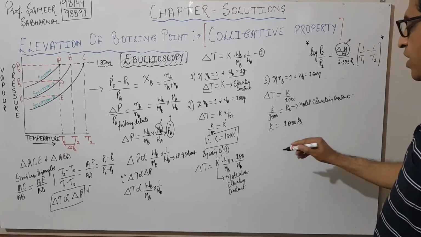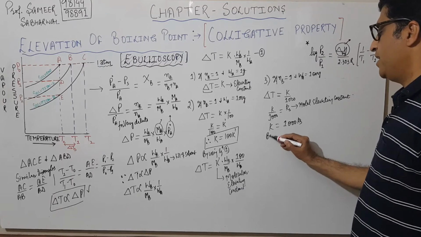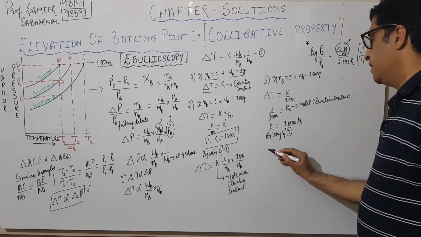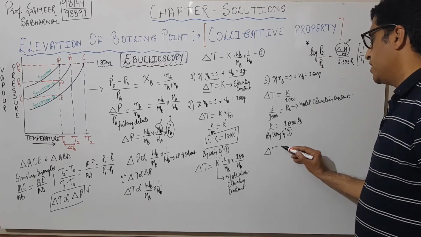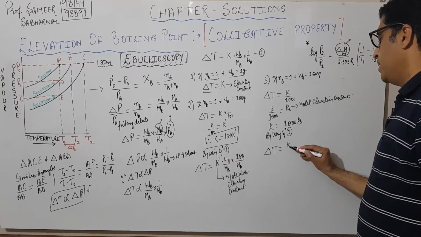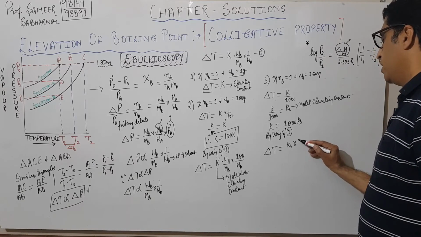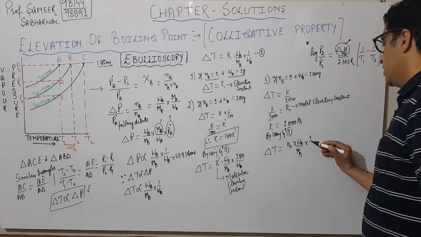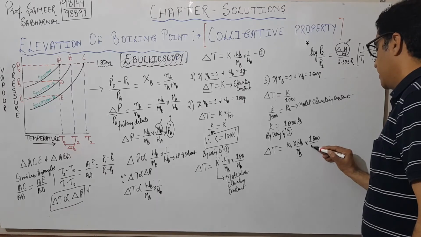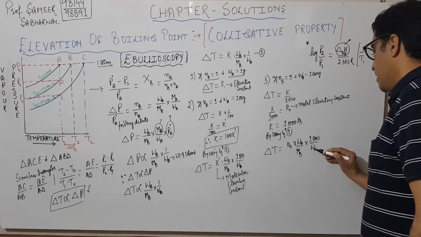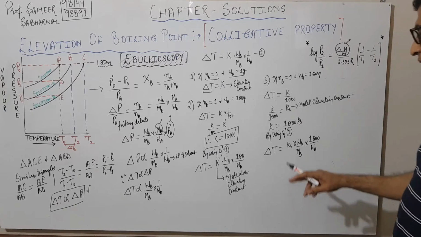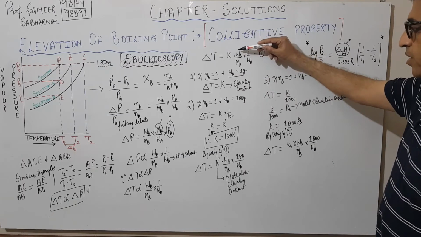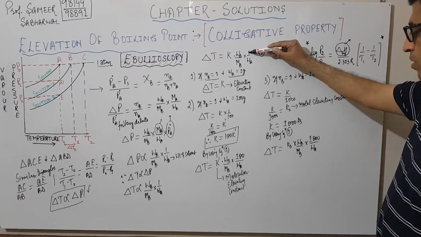Now, put down the value of K in equation 1. By using equation 1, delta T is equal to KB into WB by MB into 1000 by WA. So simply I put this value of K in equation 1. So this is KB into WB by MB into 1000 by WA.